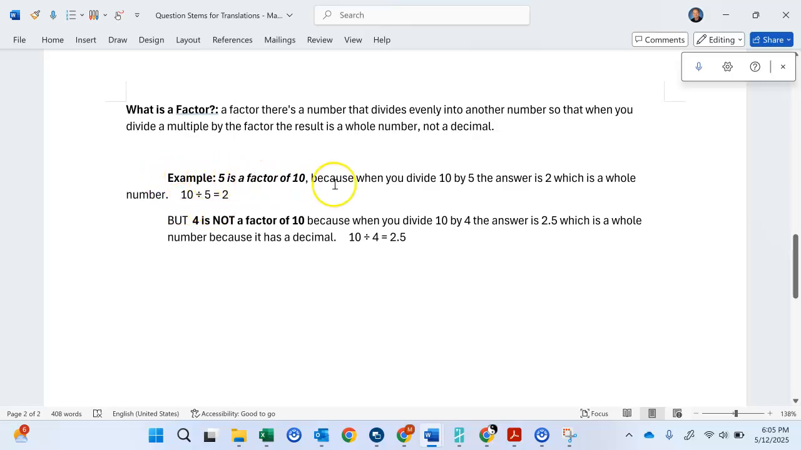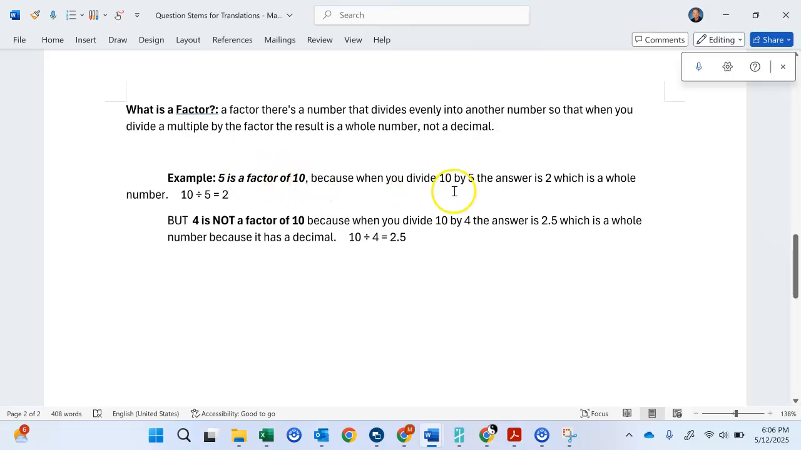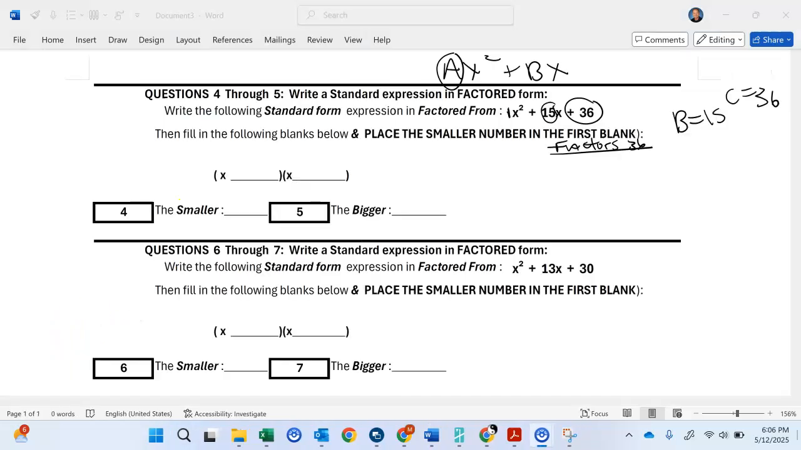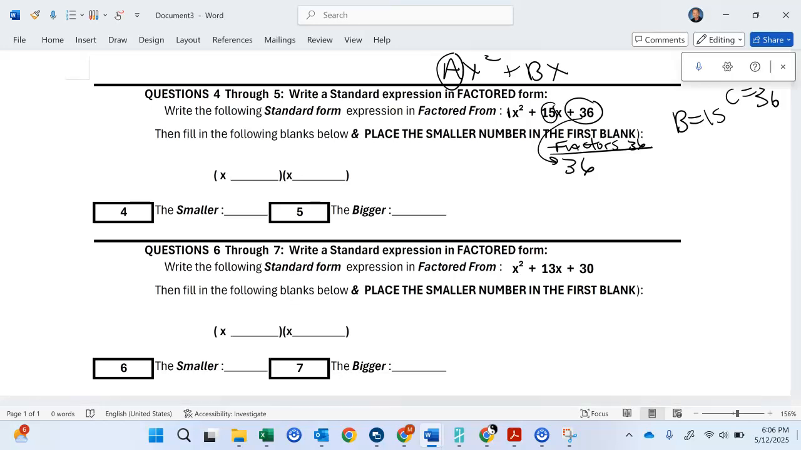Here's an example. 5 is a factor of 10. So please read this. Okay, 5 is a factor of 10 because 10 divided by 5 equals 2. That's a whole number, okay? But 10 divided by 4 is 2.5, so 4 is not a factor, okay? To find factors of 36, a number is always a factor of itself. So you always start with c. And what times 36 is equal to 36? Well, always 36 times 1. Okay, then we're going to try 2. Is 2 a factor of 36?